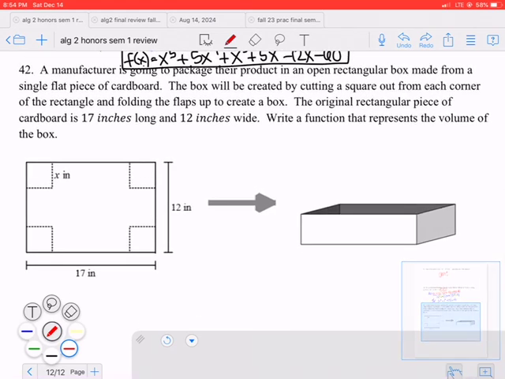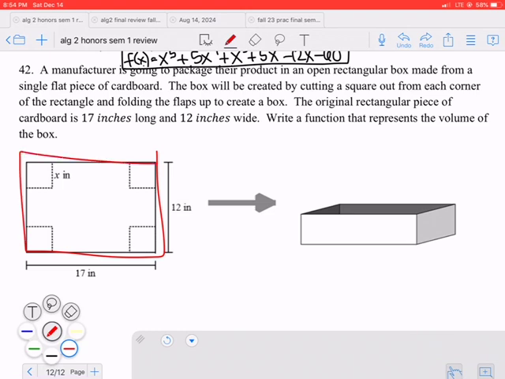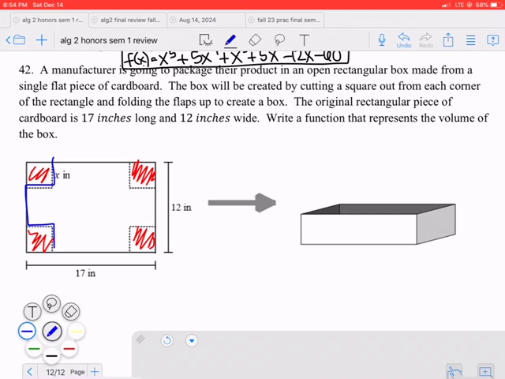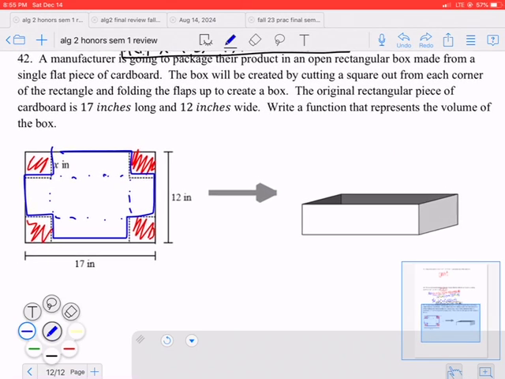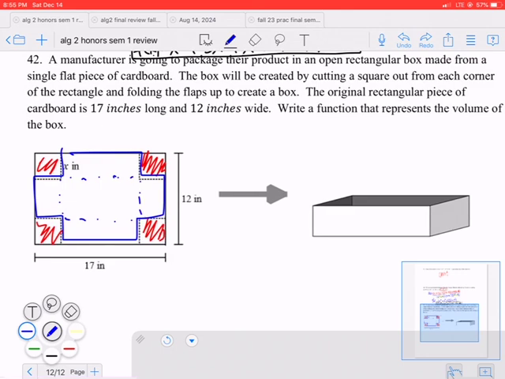42. A manufacturer is going to package their product in an open rectangular box made from a single flat piece of cardboard. This is our flat piece of cardboard. The box will be created by cutting a square out from each corner. So you're going to cut those squares away so that you're left with this piece, and then you can fold it there, there, there, and there, and put those pieces up so that it looks like this. The original rectangular piece is 17 by 12.